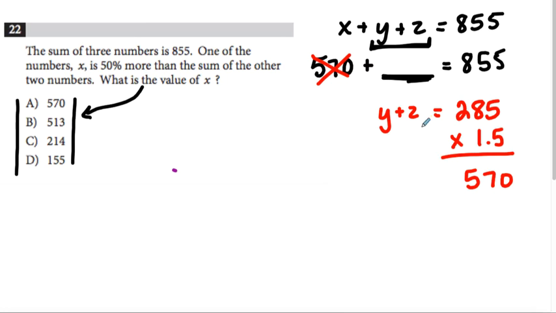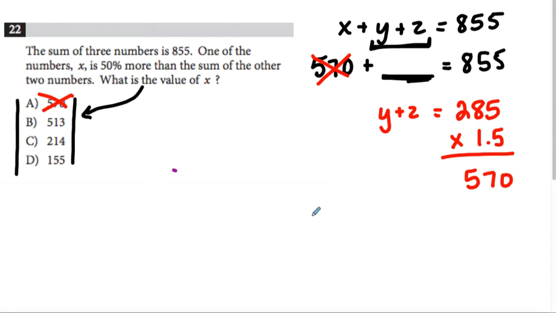Okay, and why did I multiply by 1.5? 1.5 includes the original amount. If I just multiply by 0.5, I'm going to take half of it, really. So I want 1.5 of it. I want it to be 1.5 times as big. All right, so it's not A.